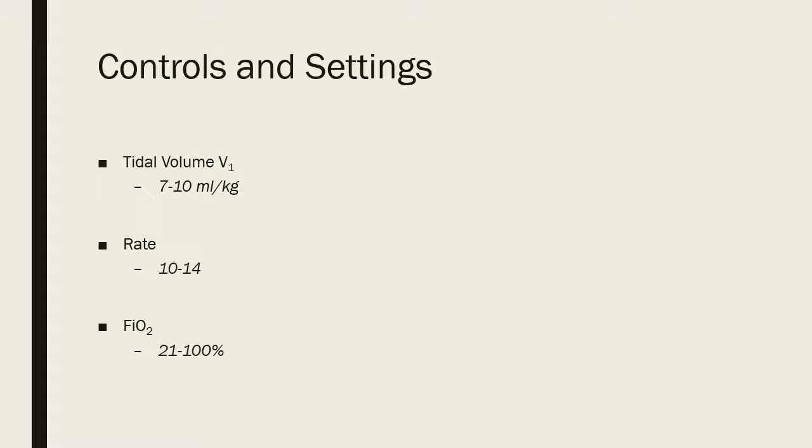When looking at the controls and the settings on all of our ventilators, there are a couple of different things that we need to look at. Tidal volume: usually our average tidal volume is 7 to 10 milliliters per kilogram of your patient. So for a patient who is 100 kilograms, we're going to see tidal volumes of 700, 750. The rate is usually set at 10 to 14. When we're looking at FiO2, we're looking at 21 to 100%. That's the fraction of oxygen that the patient is getting.